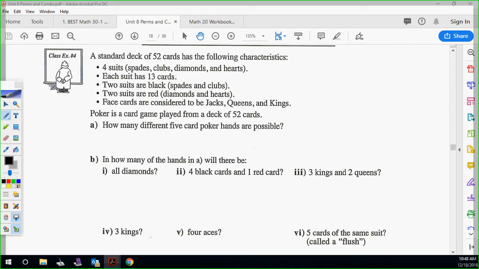So they kind of give you this here. 4 suits, 13 cards. 2 suits are black, 2 suits are red. Face cards are considered Jack, Queen, and King. Poker is a card game played from a 52 card deck. How many different 5-card poker hands are possible? What's interesting about this is that a royal flush of 10, Jack, Queen, King, Ace of hearts is 1 in this amount, which is kind of interesting.